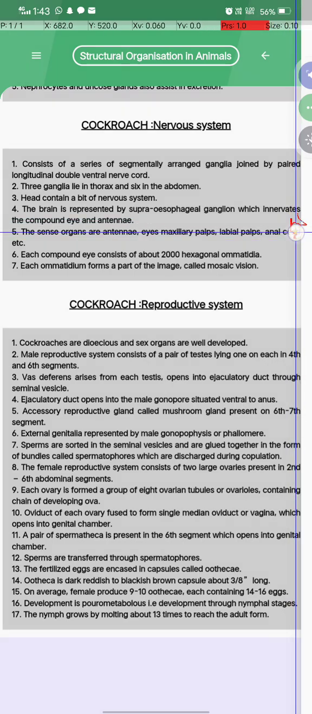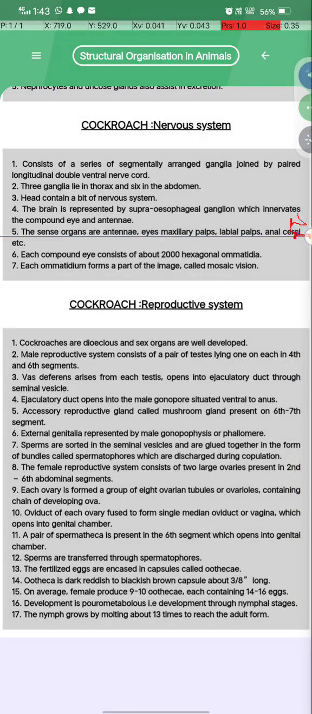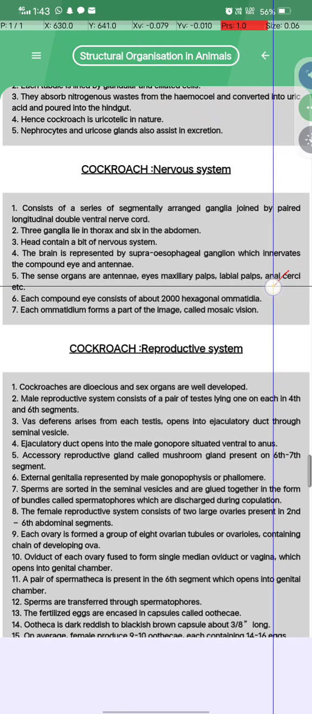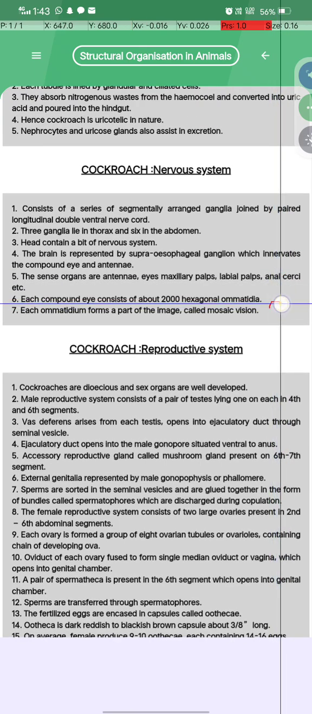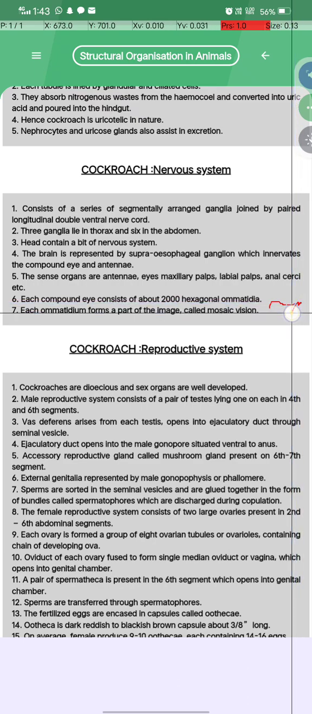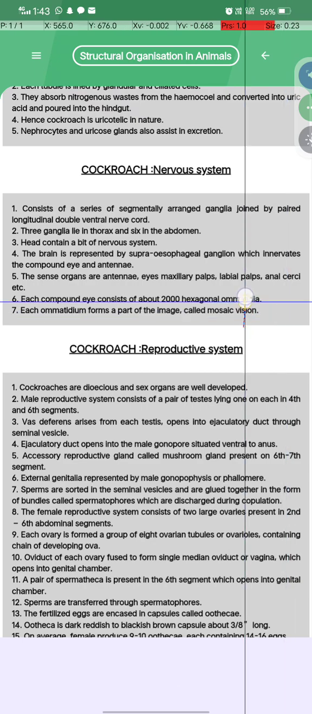The sense organs are the antennae and the eyes, maxillary palp and labial palp, and the anal cerci etc. Each compound eye consists of about 2000 hexagonal ommatidia. Each ommatidium forms a part of the image, called mosaic vision.